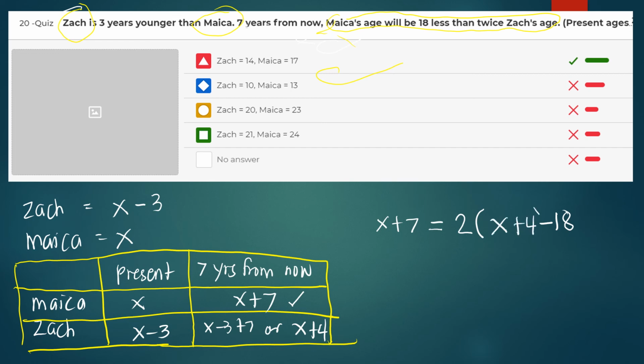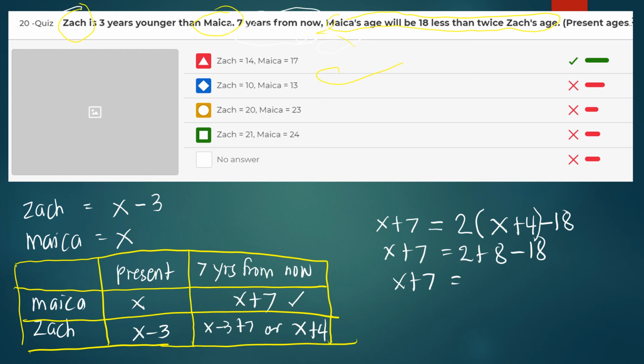Okay? Ma'am, bakit dyan po natin kinukuha 7 years from now? Ayun po kasi sa statement nakalagay 7 years from now. Okay? So, kaya dito tayo kumuha sa variables natin na nasa column ng 7 years from now. So, as simple as that, let us solve for x. So, x plus 7 is equal to 2x plus 8 minus 18. Simplifying this further, x plus 7 is equal to 2.